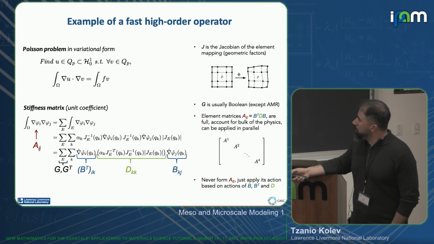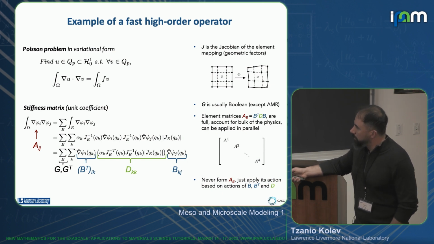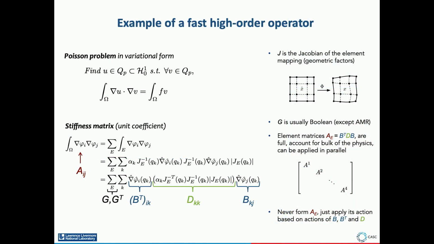Let me see. This is just an example of what this looks like in practice. If you have a variational form for the Poisson problem, just the simplest possible problem, and you write down the stiffness matrix, the ij entry is just the gradient of phi_i, gradient of v_j, the i-th and j-th basis functions. You write it as a sum over the elements. You apply a quadrature rule. When you factor things together, this is B.